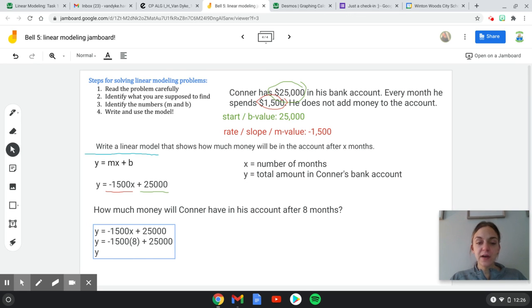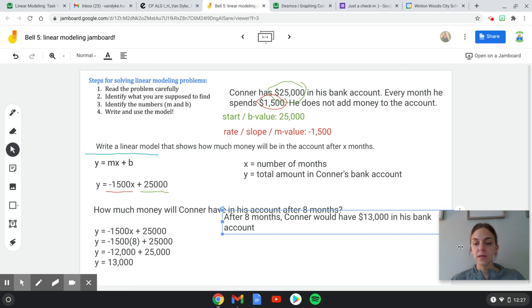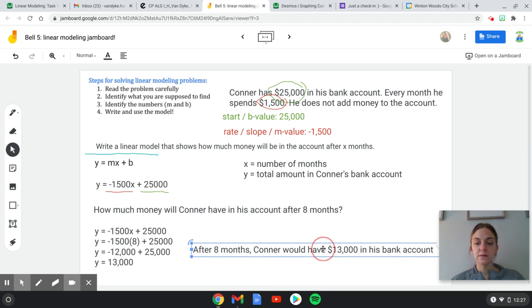So if you put this in your calculator, you would get negative 1,500 times 8 is negative 12,000. I'm going to add 25,000 to it. If you put that in your calculator, you would get 13,000. So after 8 months, Connor would have $13,000 in his bank account. And we are now done with this problem.